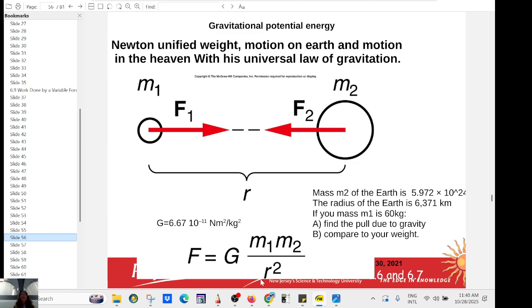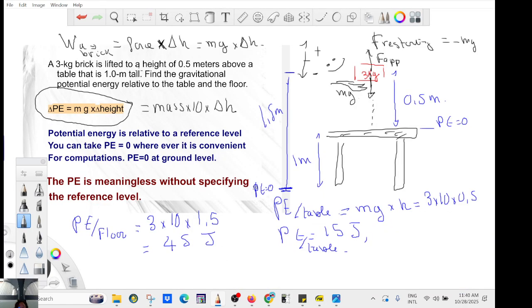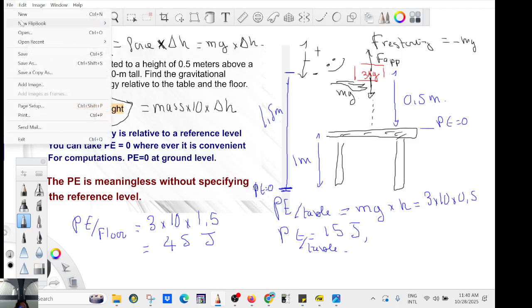Opposite. Yes, so it's not proportional to the square, you're right, it's inversely proportional to the square. If you divide the distance by 2, the force will be multiplied by 4. And that's how your weight works.